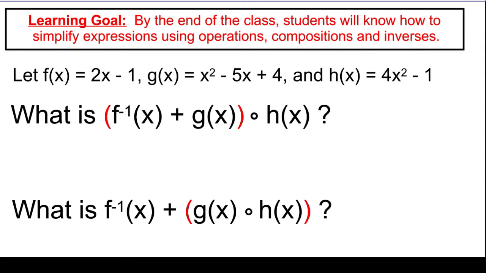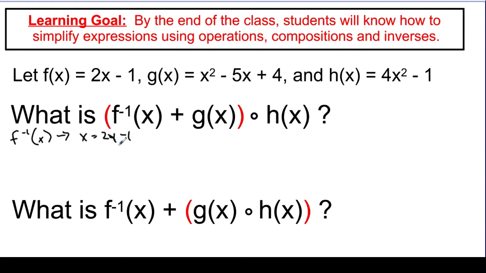If you take a look at this example, I'm asking you to do f inverse of x, add that to g of x, and then once I have all that done, I'm going to do the composition last. So let's find out what happens. Before I can add f to g, I need to take the inverse of f. I'm going to come off to the side here and find f inverse of x. Remember, inverses are switching x and y, so this is now going to look like x equals 2y minus 1.